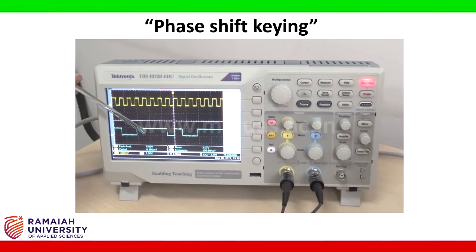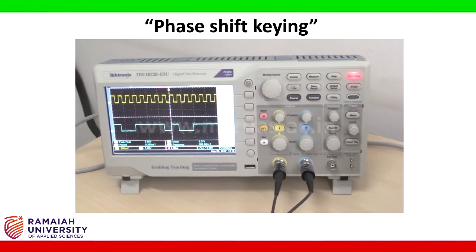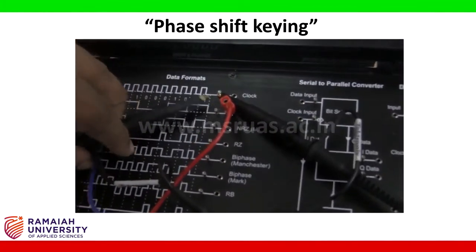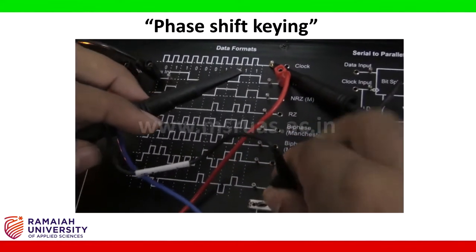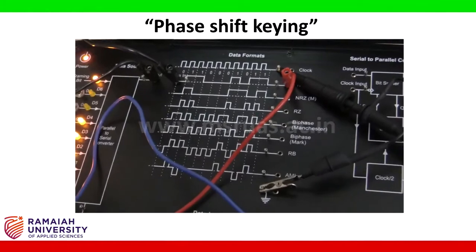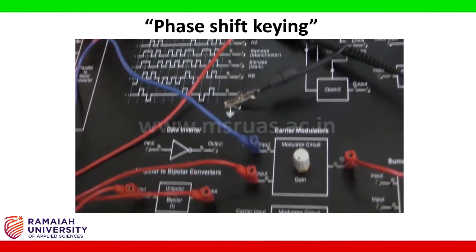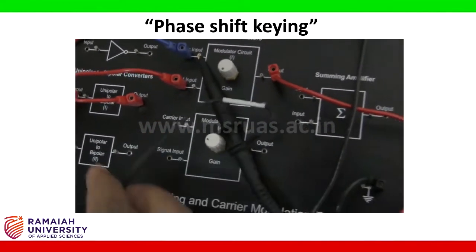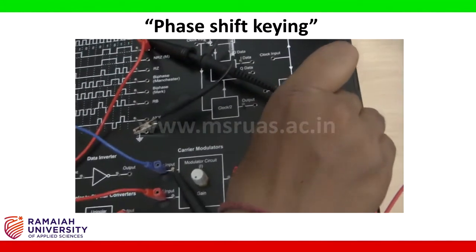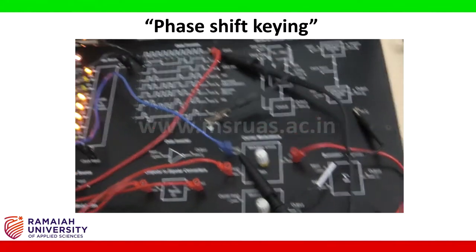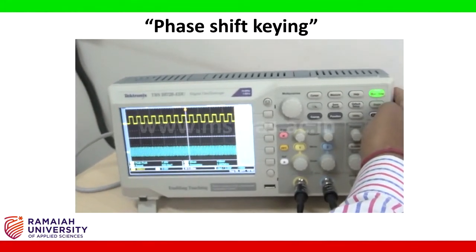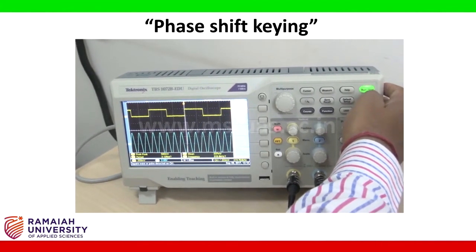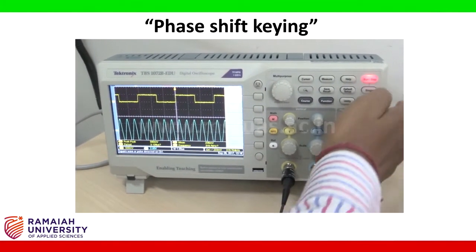After this we are going to connect channel 2 to the carrier signal. You can see the carrier here and negative to the ground. Now press the run and stop button again, and you can stop the auto set also, and again press the run.